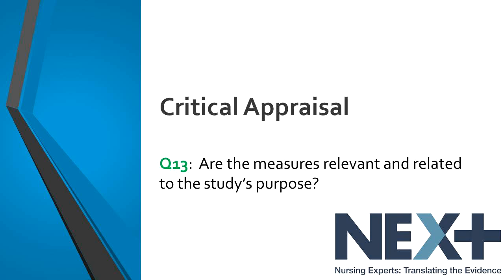Including the bullet points, are the measures clearly described and related to the key terms for quantitative, or the interview guide and questions relevant if qualitative? This type of information is typically found in the methods section of an article.